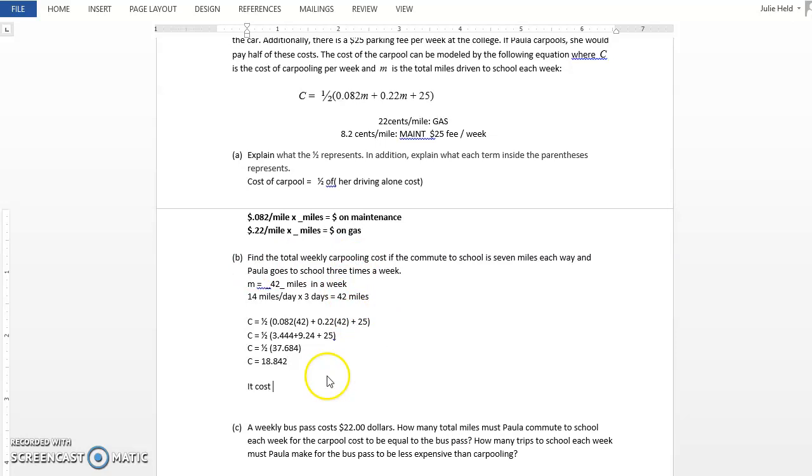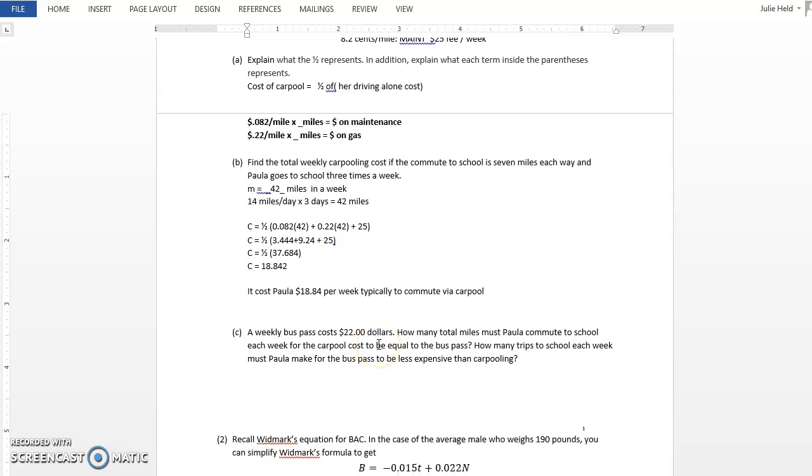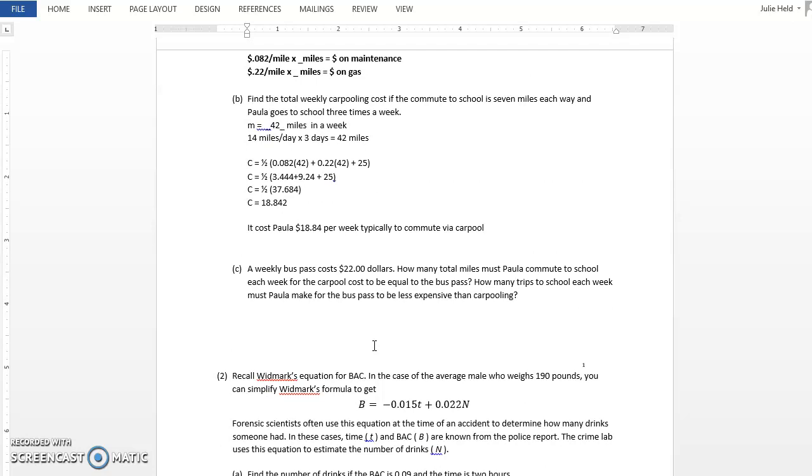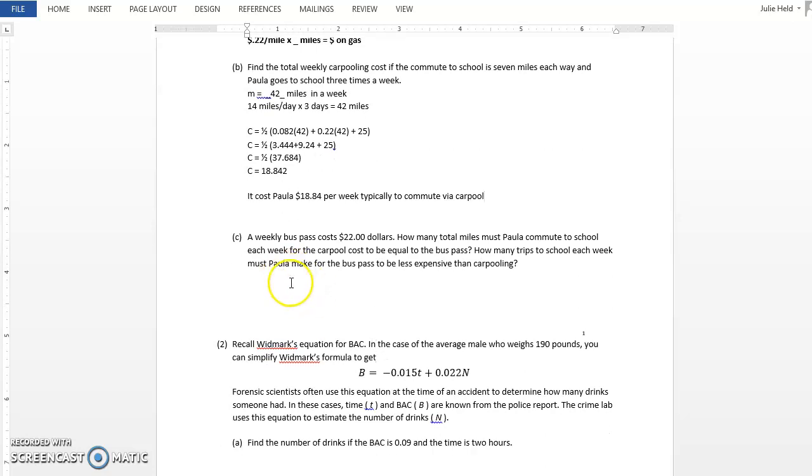So it costs Paula $18.84 a week, typically, to commute via carpool. Okay? So that was just really plugging a number into an equation and finding it. Let's see what else we could try.